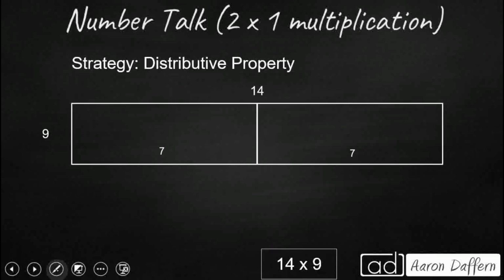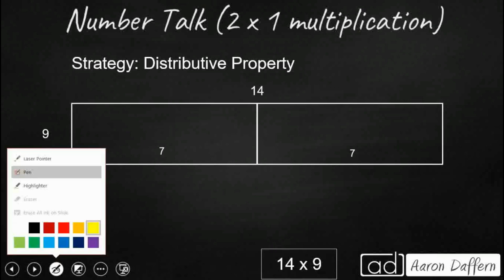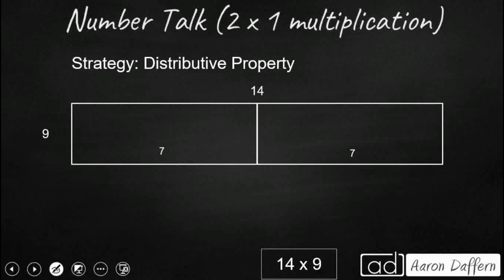So many of us probably started here with the distributive property. What the distributive property does is it lets us break apart one of our factors. You notice I took my 14 and I broke it in half. I said really it's 7 plus 7. Then I'm going to distribute, or multiply that 9, which I still need to, by both of those addends. So this is what it looks like.